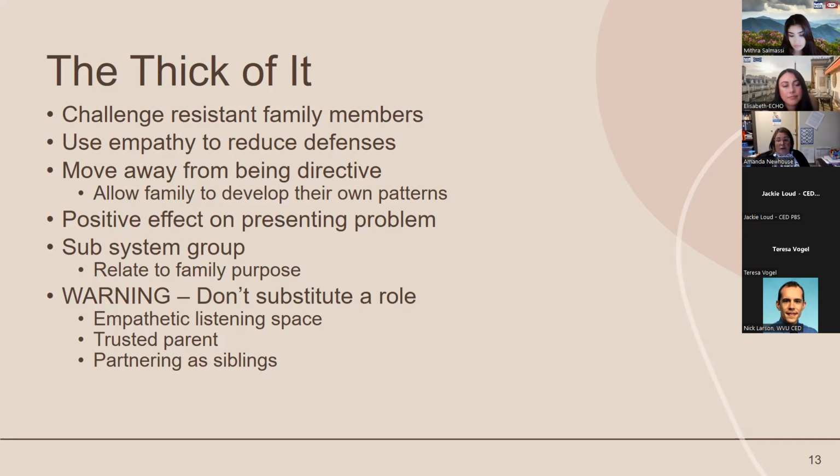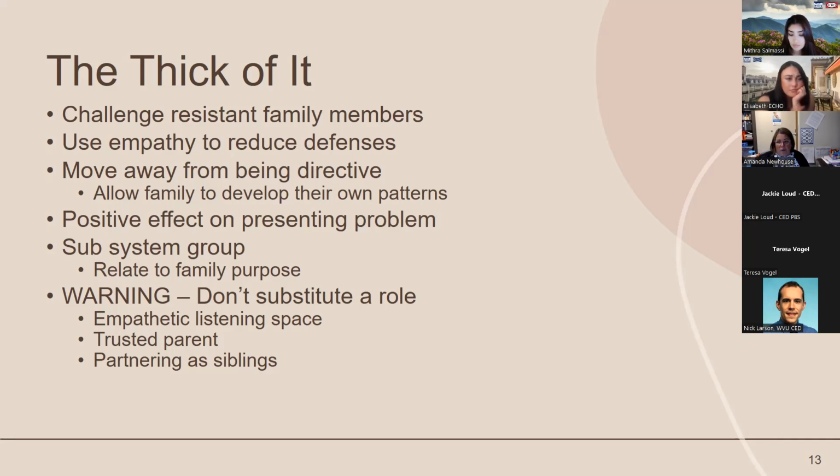Moving away from being directive as a therapist, and allowing the family to develop their own patterns from this. So we're guiding and facilitating, kind of like group therapy, right? You're facilitating them to take direction, move towards it and problem solve together, and working on that presenting problem. Work with the subsystems so that you relate their purpose.